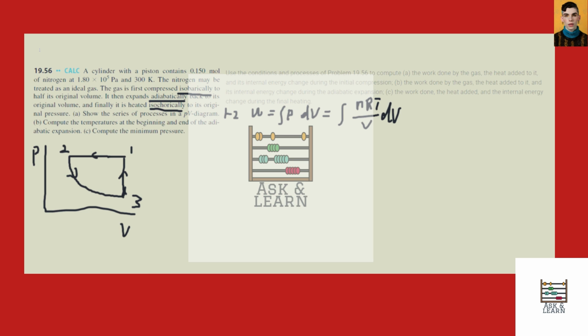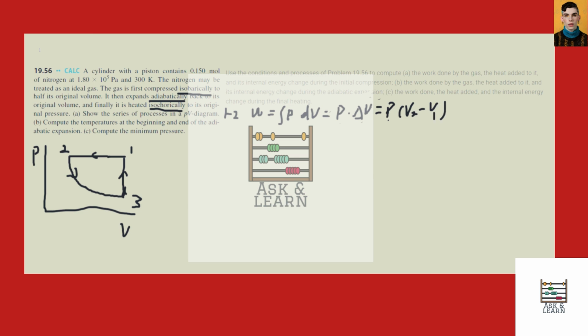I'm sorry, we should not use this relation. This is not the one that I want to use. Right, okay. So the first one is P is constant, so you simply have P times delta V, equal to P times V2 minus V1, all right?